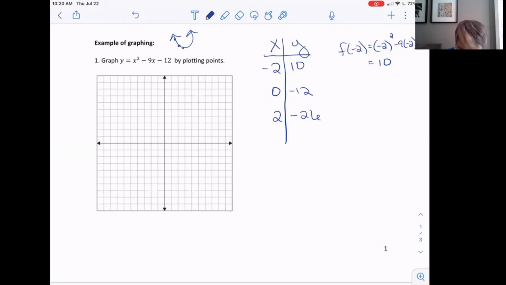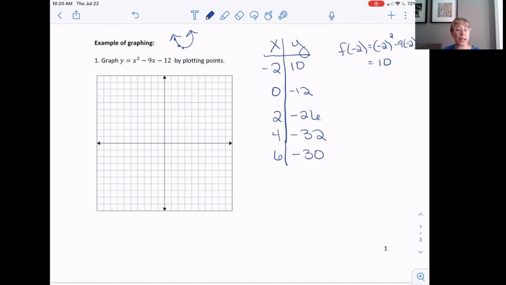So let's jump down and get maybe a 4. If I plug in a 4, I get a negative 32. Okay, so that's a little bit deeper. If I plug in a 6, I would get a negative 30.